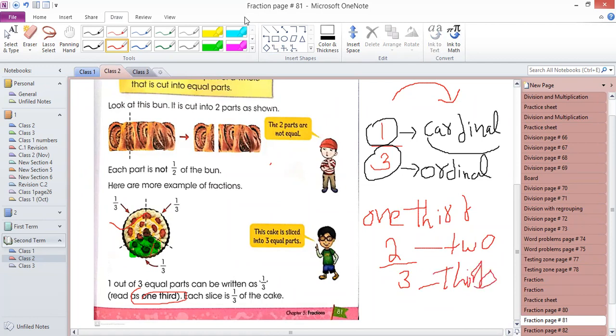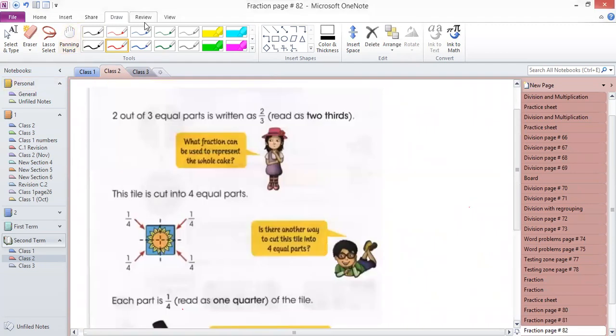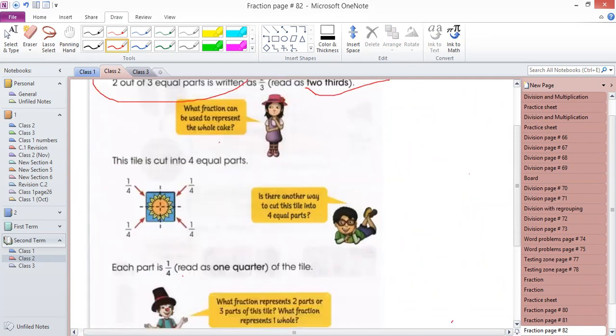All clear up to here, guys? Yes, sir. Very good. In the same way, on page number 82, we can see that 2 out of 3 equal parts can be read as two thirds. It can be written as 2 over 3 and read as two thirds.